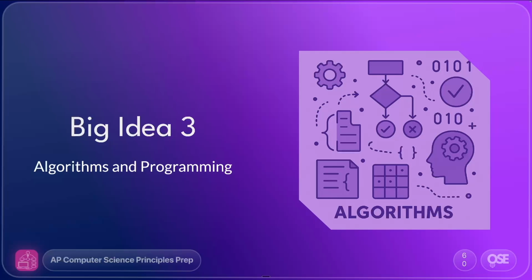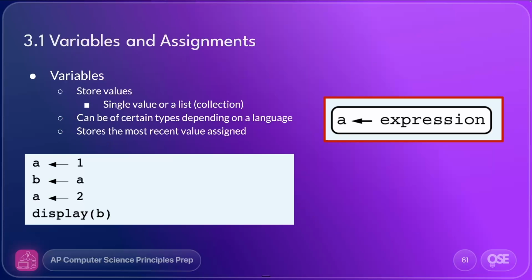Alright, as you can see, we are moving on to the next big idea, which is algorithms and programming. Variables store values. It can be either a single value or a list, otherwise known as a collection. They can be different types depending on languages, and they store the most recent value assigned. Here's an example of a variable in block code and in the text form for APCSP.